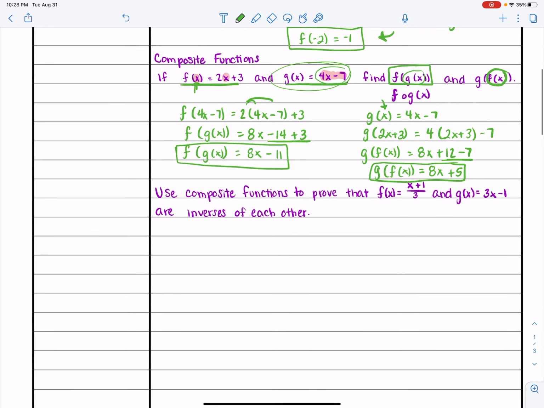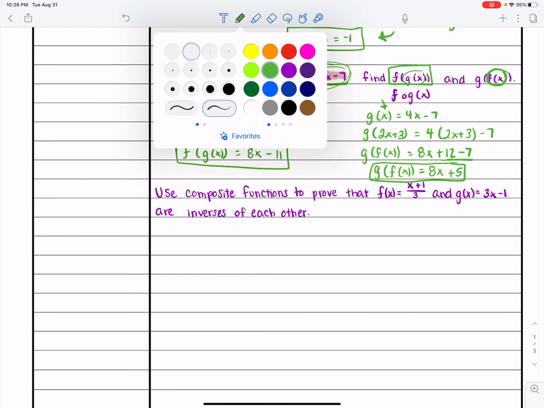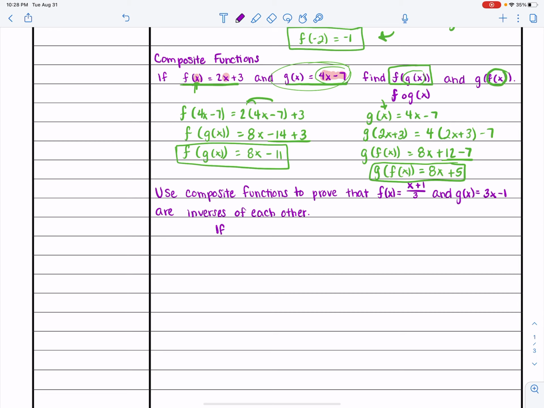Okay, now, how do I use composite functions to prove that two equations are inverses? Okay, here's the rule. If f of g of x equals x and g of f of x, so the other direction, also equals x. If both of those things happen, then f and g are inverses. So we know how to take one equation, switch the x's and y, and solve for the other. But composite functions is another way you can test to see if two things are inverses.